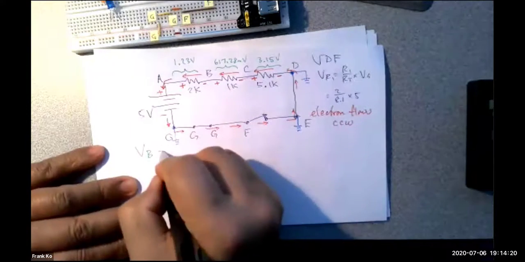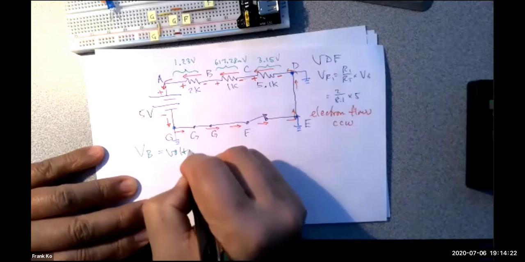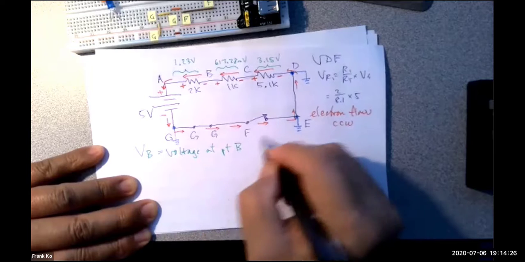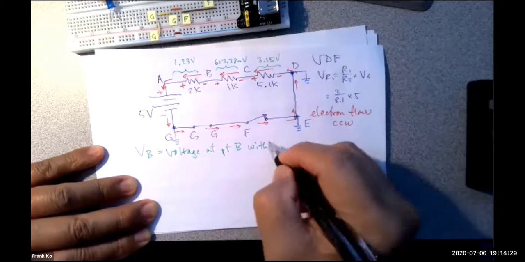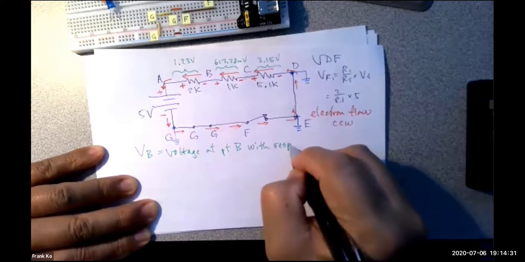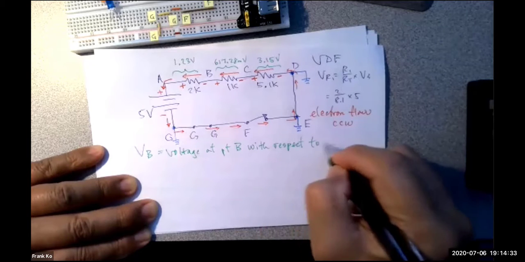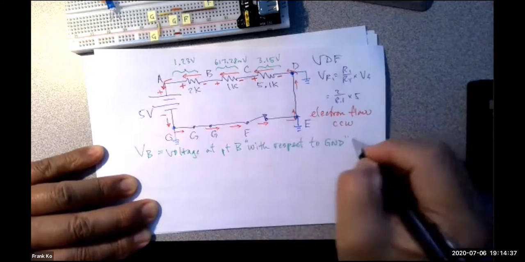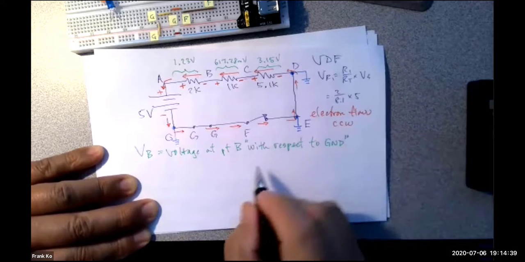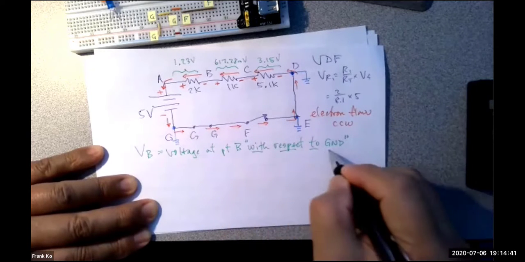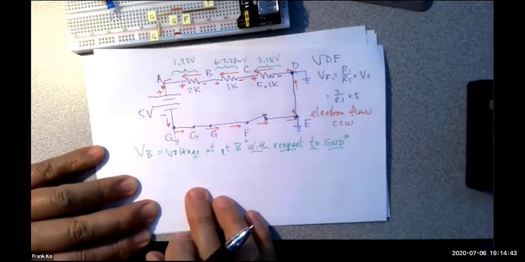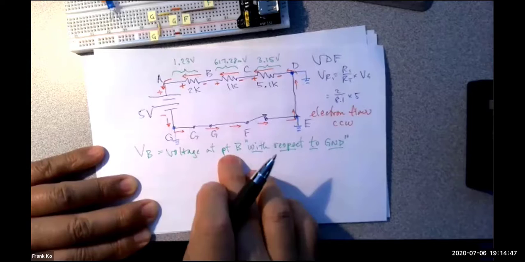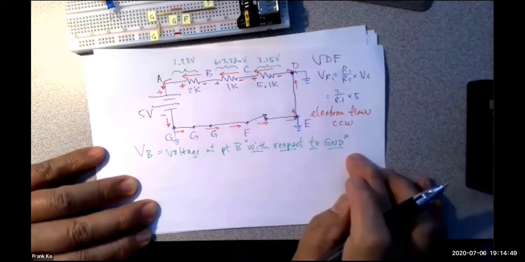So this means voltage at point B, and here's the terminology, with respect to ground. This is a very common phrase. I spoke it several times. Let me remind you and reiterate this. This is how it's spoken. So this is voltage at point B with respect to ground.